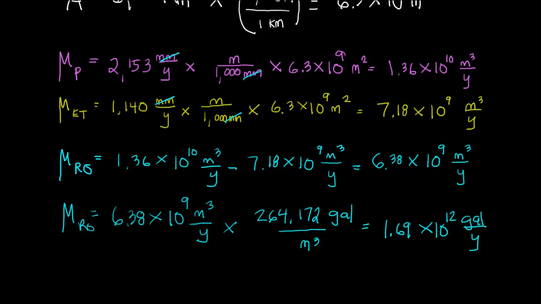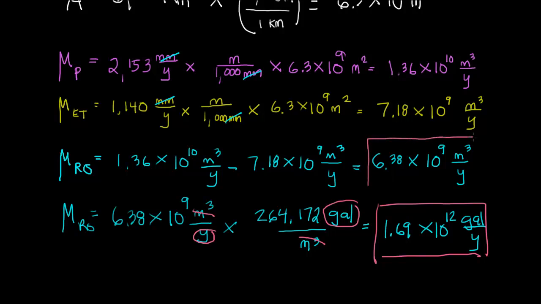And just once again, to be clear, I set up my conversion so that my units of meters cubed are going to cancel, one in the numerator, one in the denominator, and I'm going to be left with gallons per year. So there's my answer in gallons per year runoff, and here was my answer in cubic meters per year runoff.